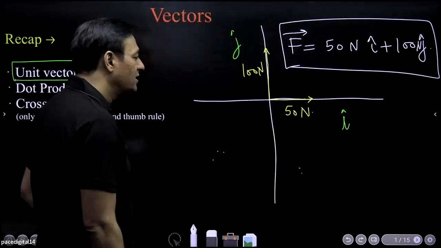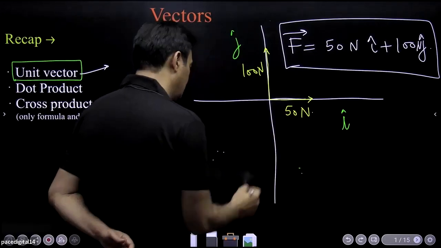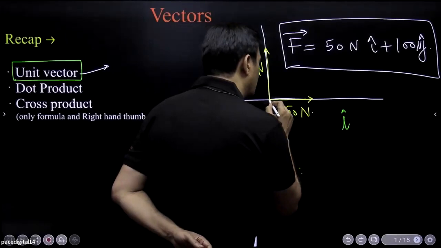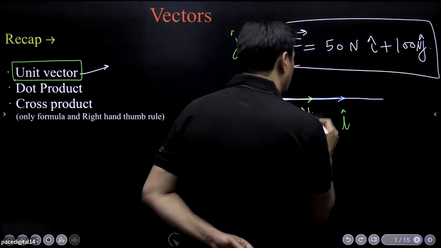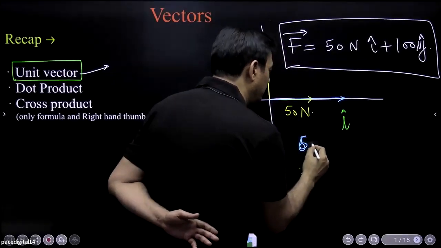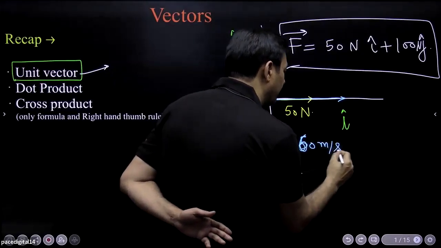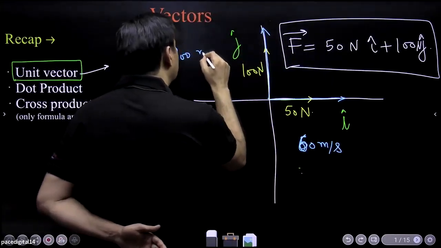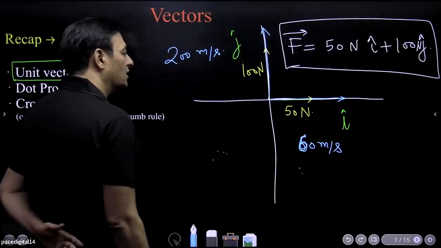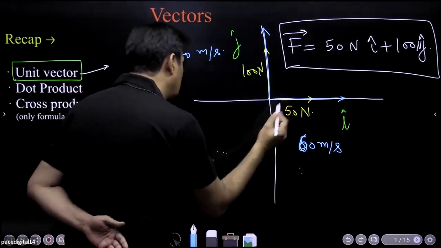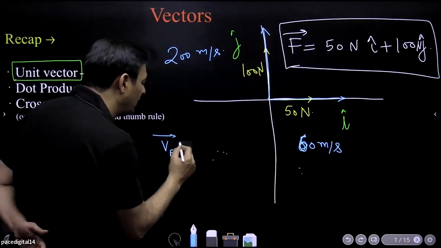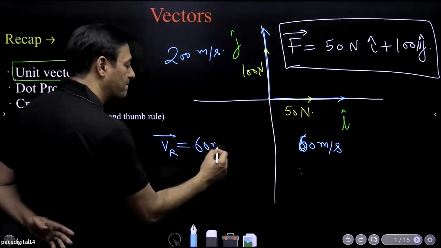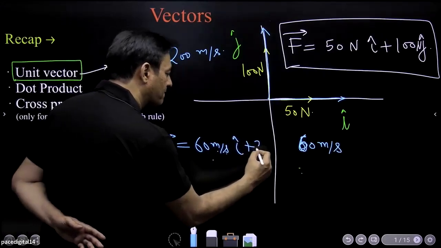If I tell you a body has a velocity of 60 meter per second along the x-axis, and it has a velocity of 200 meters per second along the y-axis, so it has both the velocities, what will be the resultant velocity? I can write the resultant velocity vector in terms of I cap, J cap: 60 meter per second I cap plus 200 meter per second J cap.